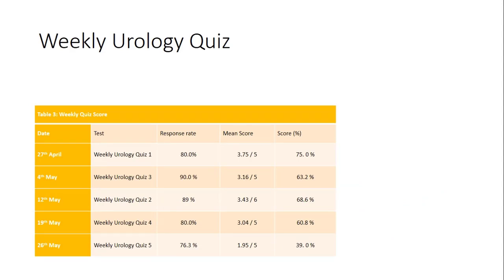Then there was a separate weekly urology quiz, which was a random test, more clinically oriented. The response rate was better, about 90% in each. The score was relatively less compared to those presentations which were more simple, because this was random and more clinical.